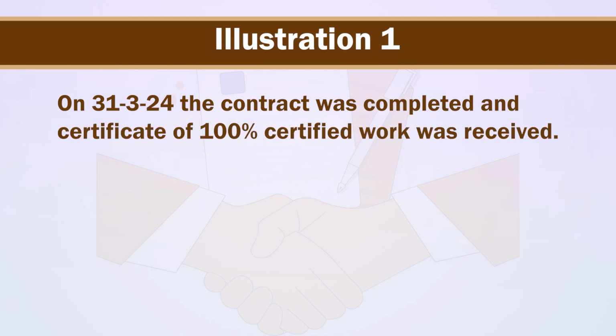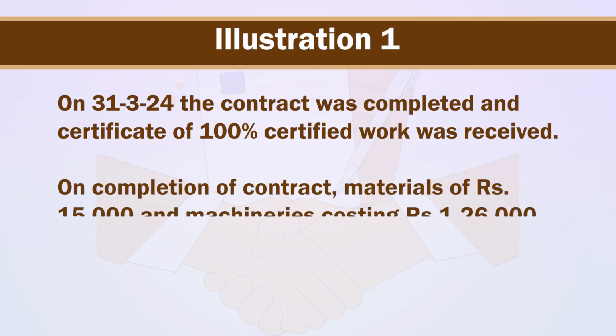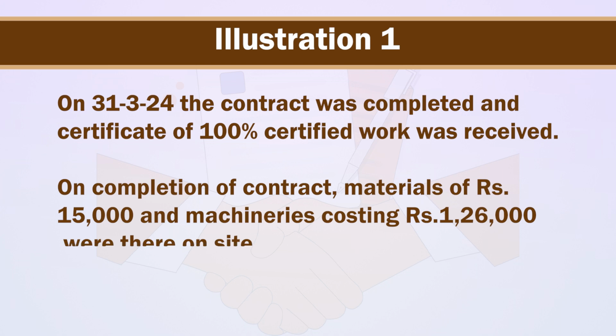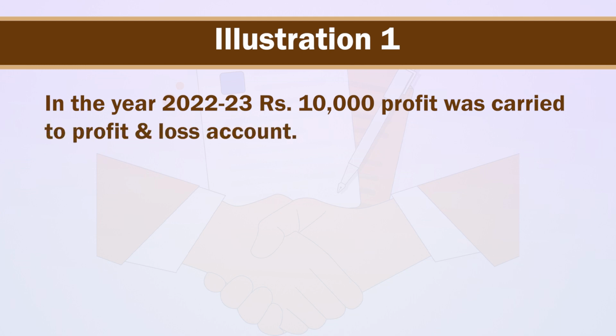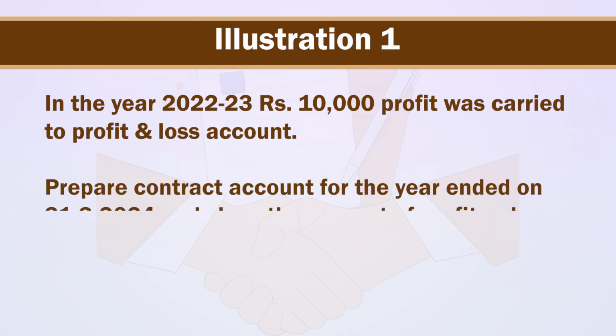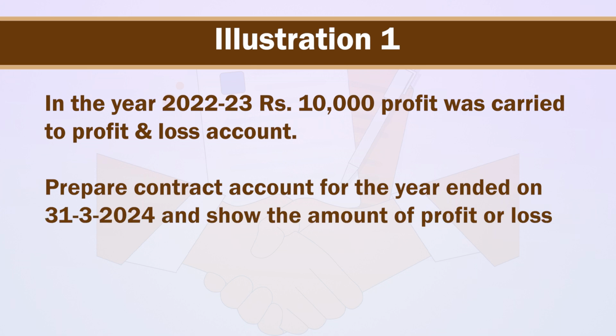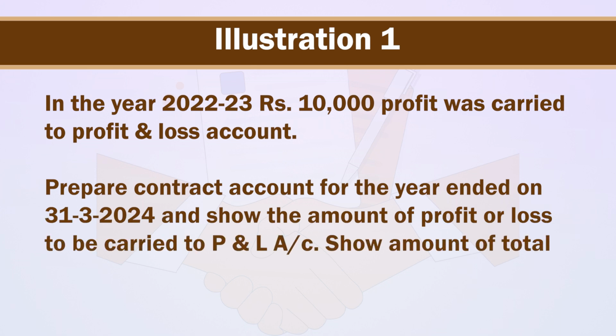On 31st March 24, the contract was completed and certificate of 100% certified work was received. On completion of the contract, material of rupees 15,000 and machineries costing rupees 1,26,000 were there on the site. In the year 2022-23, rupees 10,000 profit was carried to profit and loss account. Prepare contract account for the year ended on 31st March 2024 and show the amount of profit or loss to be carried to profit and loss account, that is, the amount of total profit.